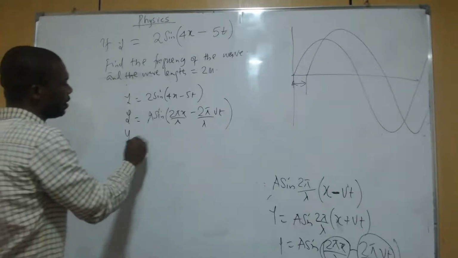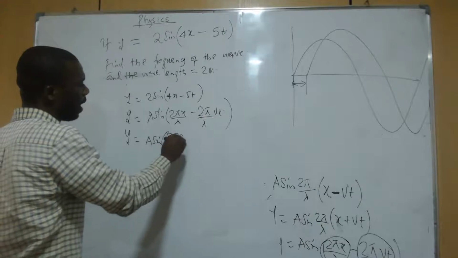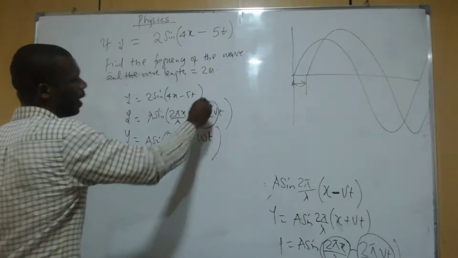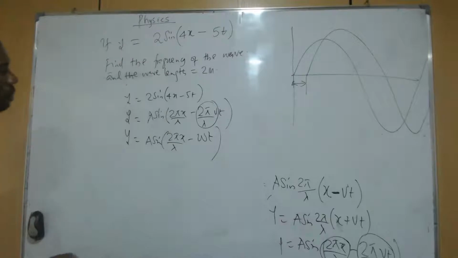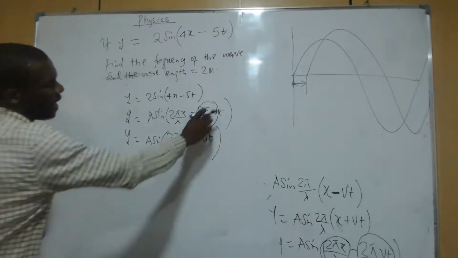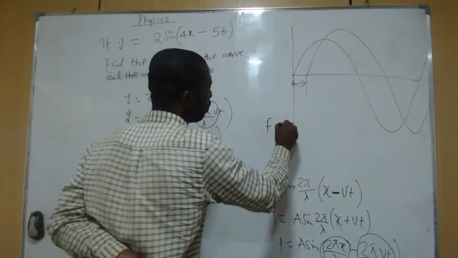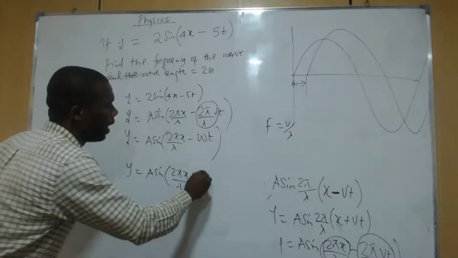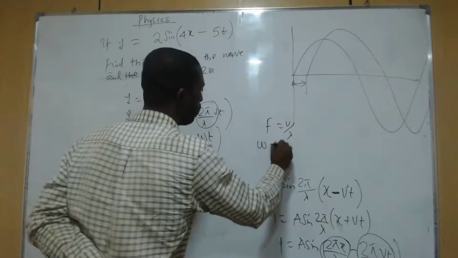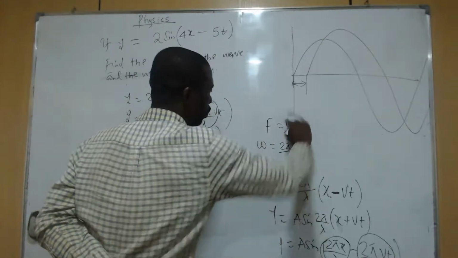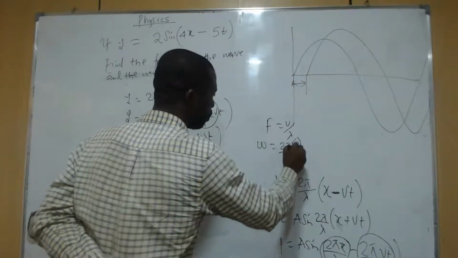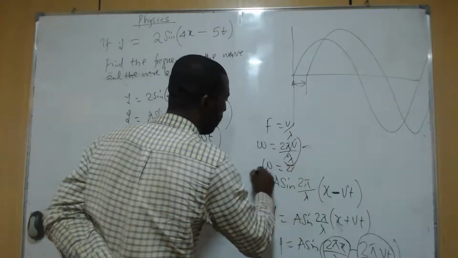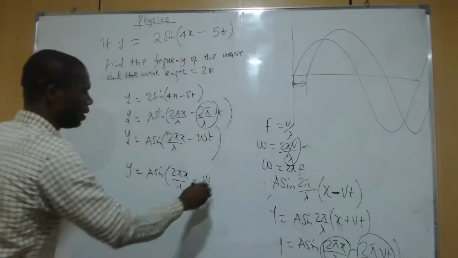We can now say y is equal to A sine of 2 pi x over lambda minus omega t, because the whole of this represents omega. If we start analyzing this, we know that frequency is equal to velocity over lambda. So we can represent this as frequency, where omega is the whole of this, because omega is equal to 2 pi v over lambda. We substitute the whole of v over lambda as f. So we now have omega is equal to 2 pi f. That's why we have 2 pi f t.